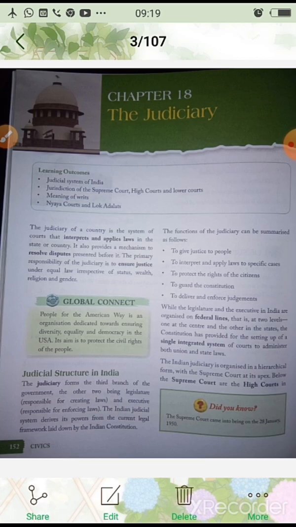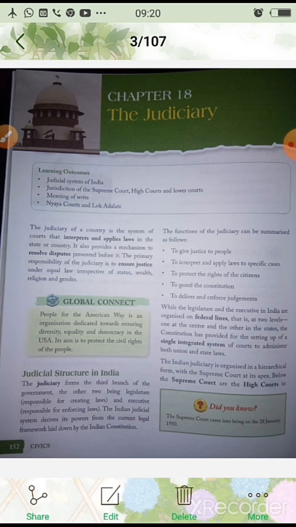Okay, now what is given? That while the legislature and the executive in India are organized on federal lines, that is at two levels. Federal line means that it is at two levels, one at the center level and the other in the states. So the constitution has provided for the setting up of a single integrated system of courts to administer both union and state laws.